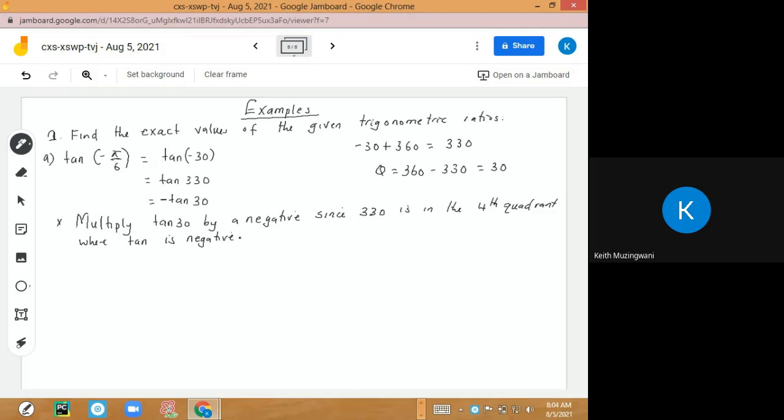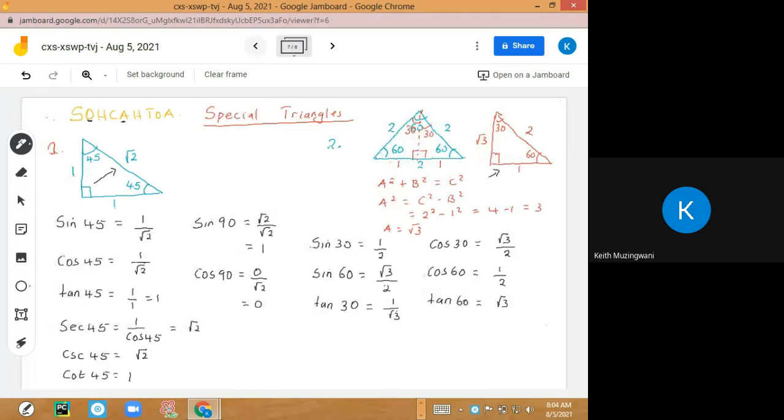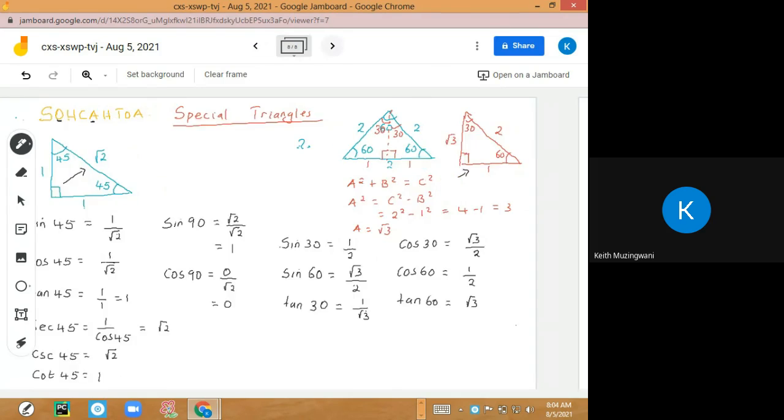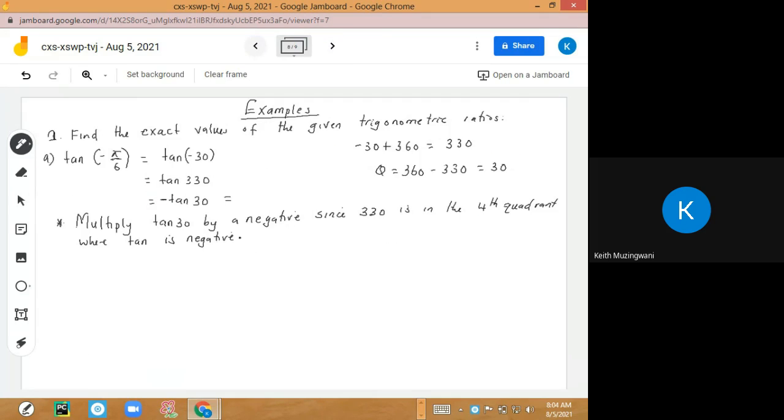So you take note. But we know tan 30 is what? Let's go back to the triangles. What is tan 30? 1 over root 3. So it will be negative 1 over root 3. That is our solution.